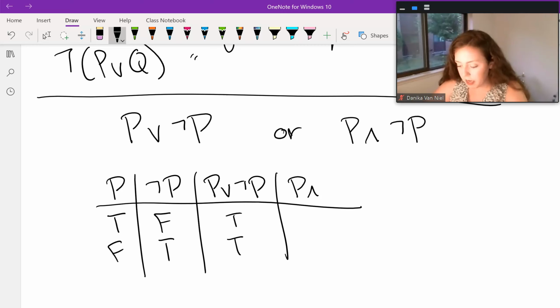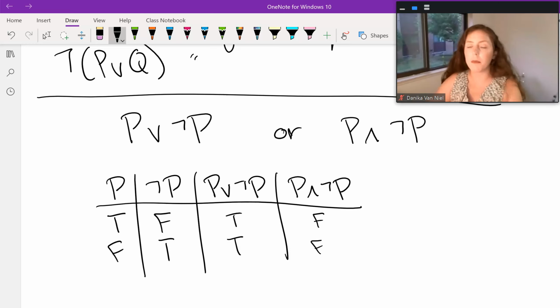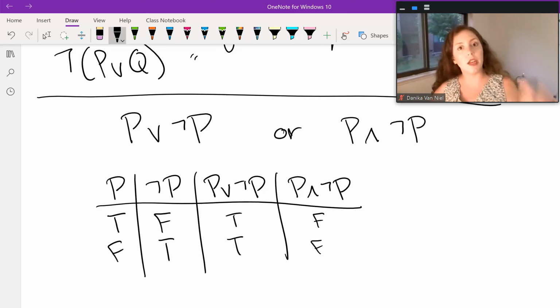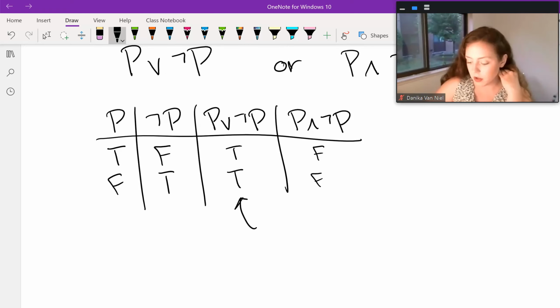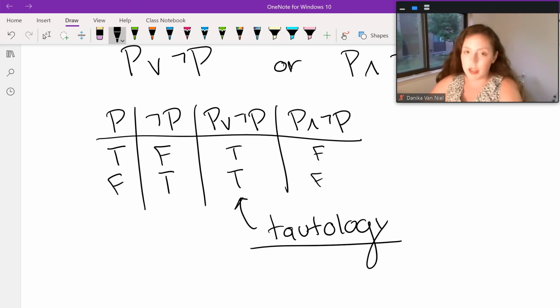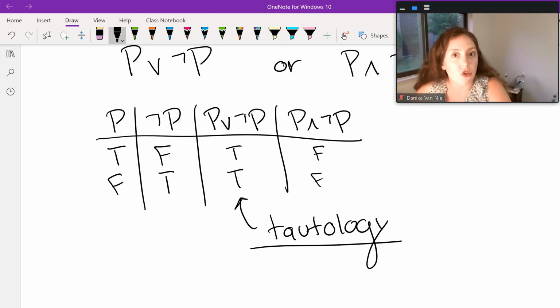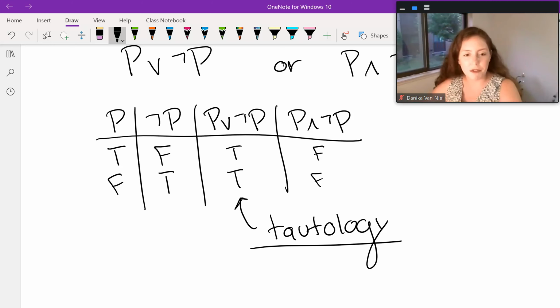Okay, so how about P and not P? Oh man, well that's never going to be true, right? Because they can't both be true at the same time. They're literally the negation of each other. So what's cool about this is called a tautology. And that just means the whole column is just full of T's. So you won't be tested on that, but it's an interesting vocab word.